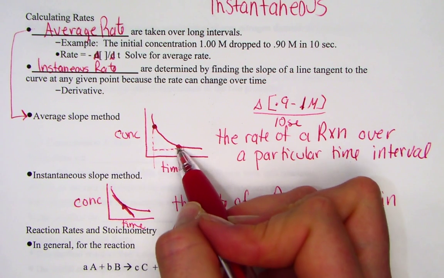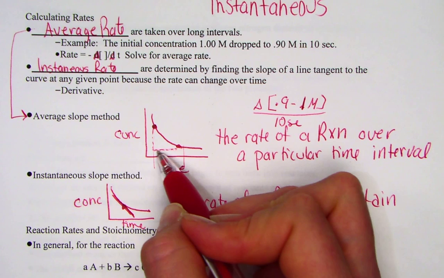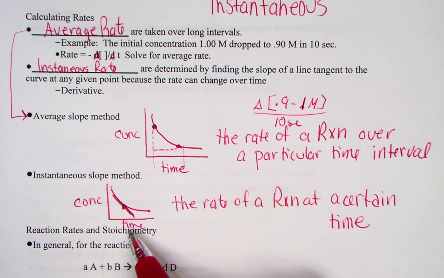An average slope, we need 2 time intervals. How much the concentration changes over a time interval. An instantaneous slope, how fast is that reaction going right now? And that's considered to be an instantaneous slope by finding the tangent.